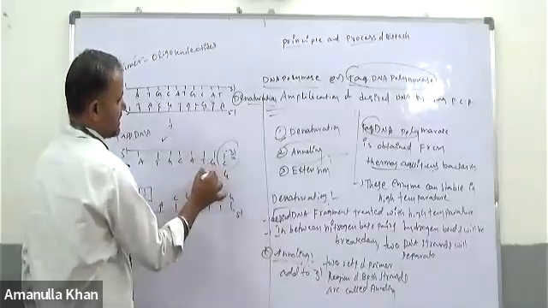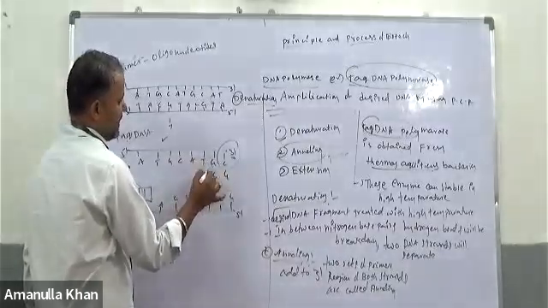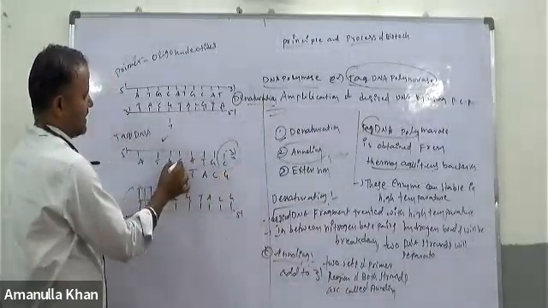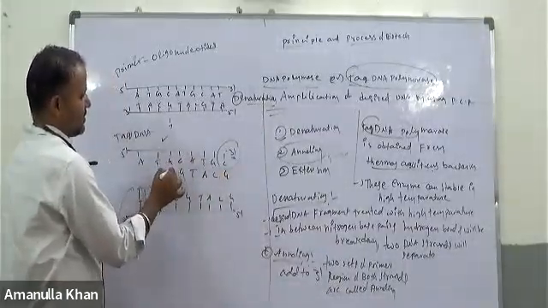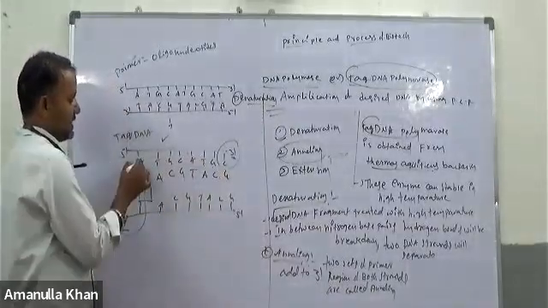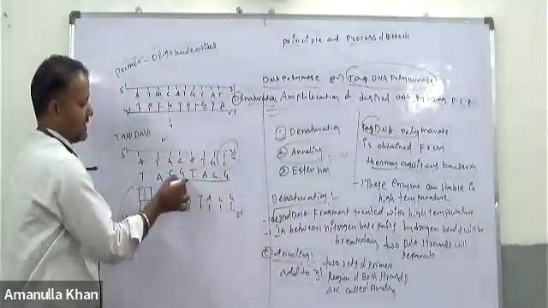Here G is there, so it provides C. Here T is there, so it provides the complementary base A. A is there, so it provides T. C is there, provide G. G is there, provide C. T is there, provide A. A is there, provide T. So this is called extension.